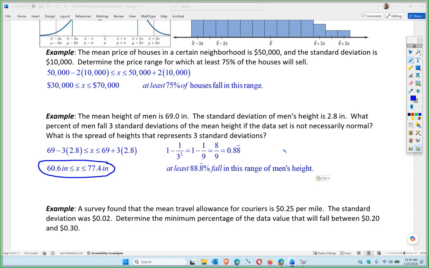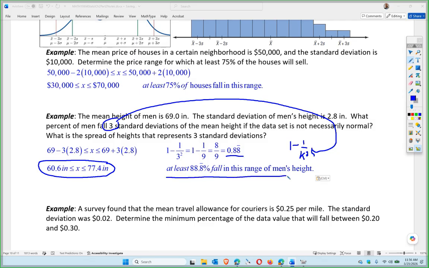So I'm going to use Chebyshev's formula, right? 1 minus 1 over k squared, right? Which we're using 3 deviations. So that's going to give me 0.88 repeating. So 88.8% of men fall within this range, essentially, using Chebyshev's, right?